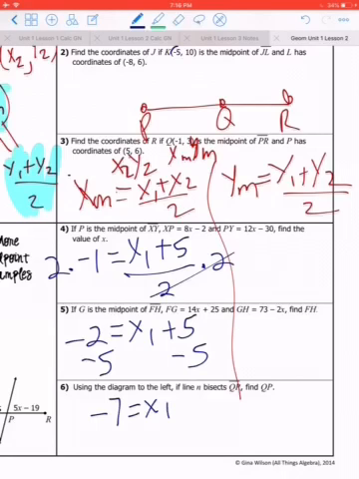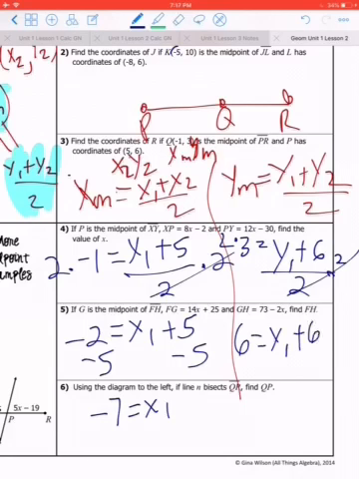Alright, so let's plug in for Y. YM is 3. And Y2 is 6. Okay, and then we'll times by 2 on both sides. So 6 equals Y1 plus 6. Subtract 6, and 0 is Y1. Alright, so our coordinate of R should be (-7, 0). That's R.